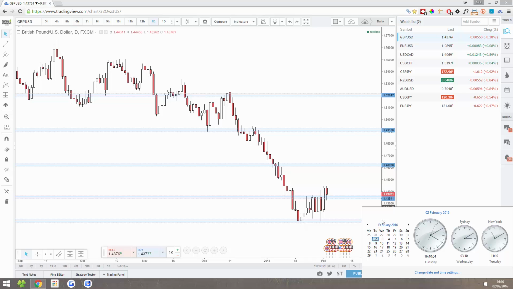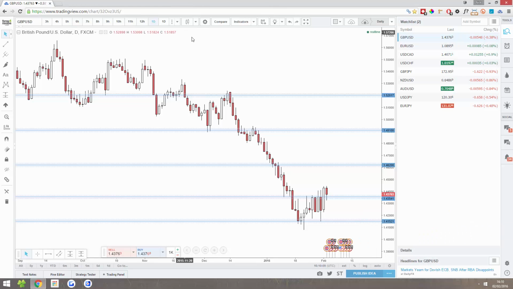Today is Tuesday, the 2nd of February 2016, and it is currently 16:10 here in the UK. You're looking at a GBPUSD daily chart. In today's analysis, I'm going to be going through each pair on my list over here, and I'm going to be looking at each and every time frame for these pairs.